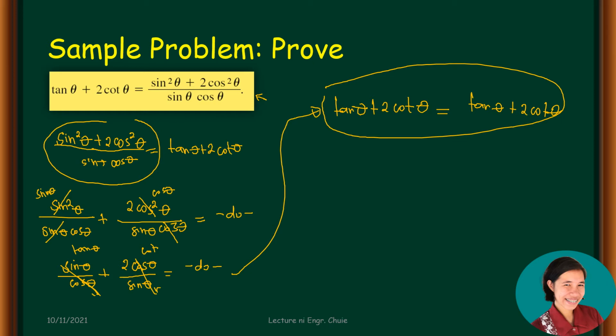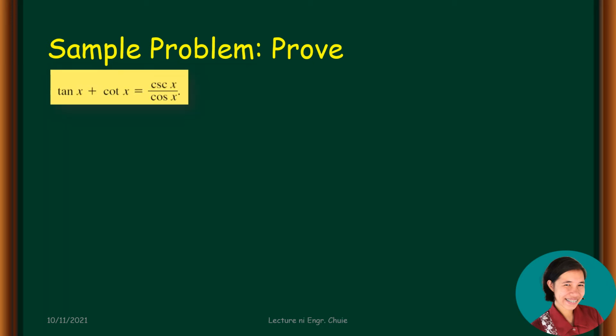So, what if paano pag left side yung ating gustong i-transform para maging the same kay right side. So, you can also do that. But medyo complicated yung process. But if you follow the simplification of the fraction and the trigonometric identities, you can prove that this right side is equivalent to the left side. Okay, so let's have another problem. Okay, let's try this another example.